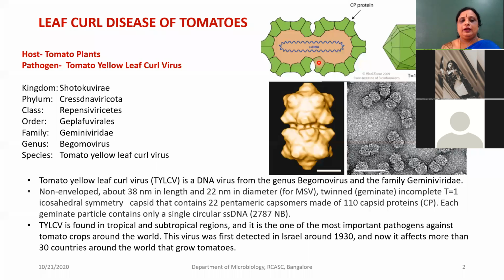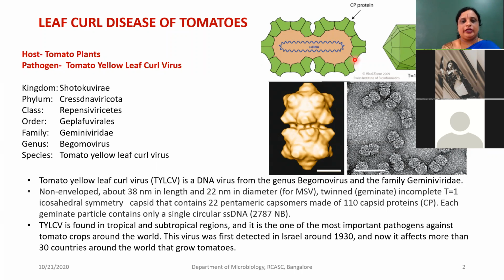This capsid protein forms a protective covering around a circular single-stranded DNA. And this single-stranded DNA is made up of 2787 nucleotides or nucleobases. Understood, students? So this is one of the viruses where the genetic material is DNA, a single-stranded circular DNA, and this DNA is covered by a protective covering made up of capsid proteins. This capsid is twinned or geminate together, with incomplete icosahedral symmetry, and it has 22 capsomeres and 110 capsid proteins.